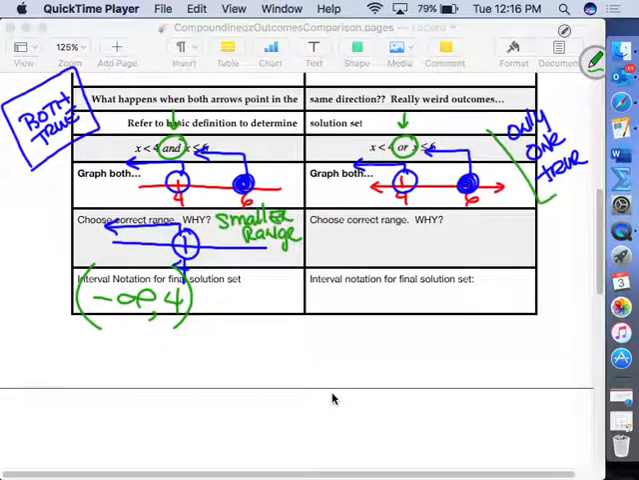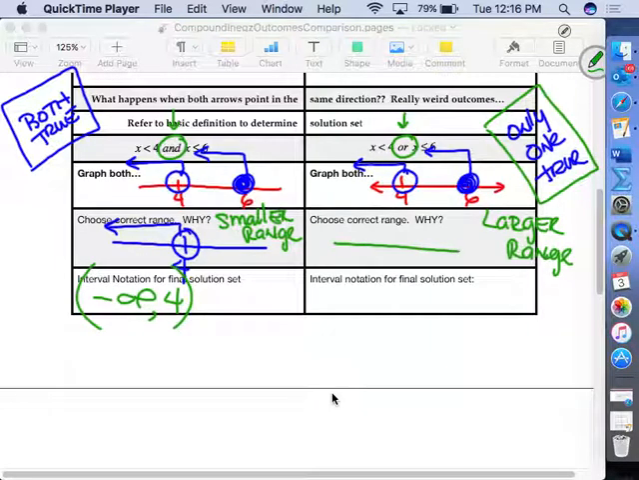So moving over to the disjunction side, the definition states that only one interval must be true. So in this case, I can choose the larger range because I don't have to worry about both conditions being true. Only one must be true. So here my correct outcome would be all of the numbers less than or equal to 6, and your interval notation would be negative infinity up to 6 with a soft and a hard bracket.